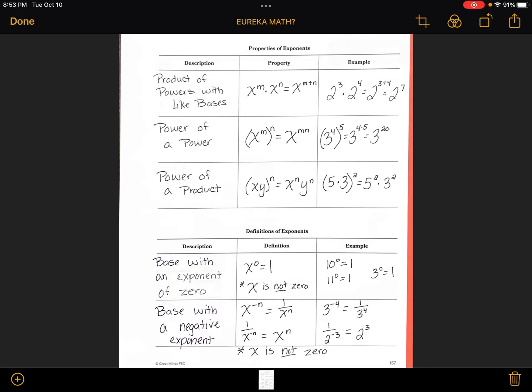In this video, we are going to talk mostly about lesson 13, which talks about more integer exponents. You guys already filled in this page 157. So this video is going to talk about these two definitions of exponents down at the bottom. We're going to talk about a base with an exponent of 0 and a base with a negative exponent.